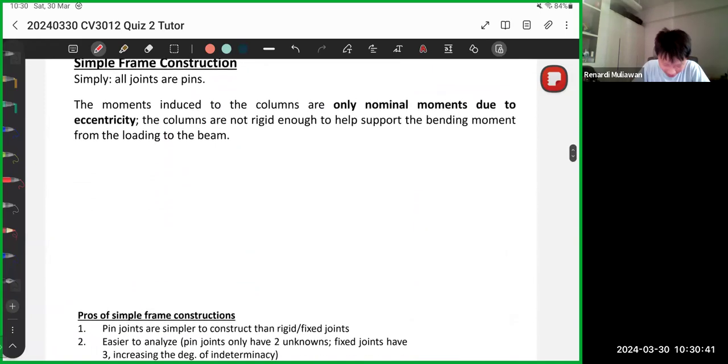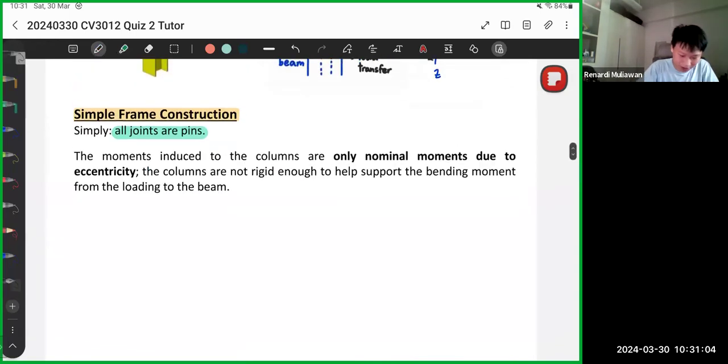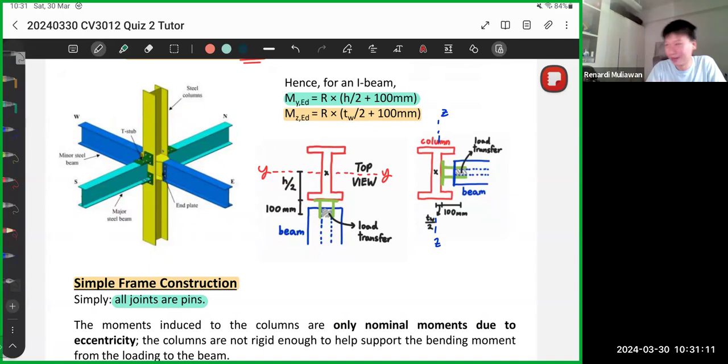So here's the not so common sense. Here are the simple frame constructions. This one requires a little bit of your structural analysis knowledge. So what is a simple frame construction? In simple terms, you make all the joints pins. If you look at this picture, this one is actually fixed, but it's okay. Basically, the assumption is the connection between the beam and the column is all pin.